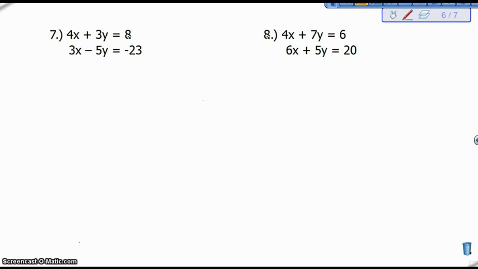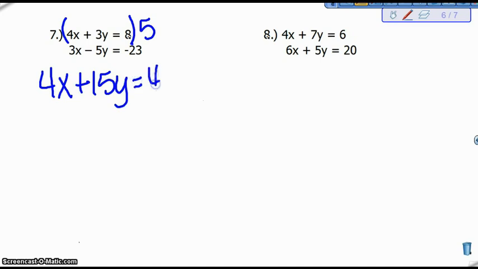So if I look at number 7, I notice that I have my y's, one's already negative and one's already positive. So now I need to find the LCM, or the least common multiple, that 3 and 5 have in common. And I know that that's 15. So now I need to figure out what I need to multiply the top equation by to get 3y to go to 15y. Well, I know 3 times 5 is 15, so I need to multiply that top equation by 5. Okay, so the top equation is going to be 4x plus 15y is equal to 40.